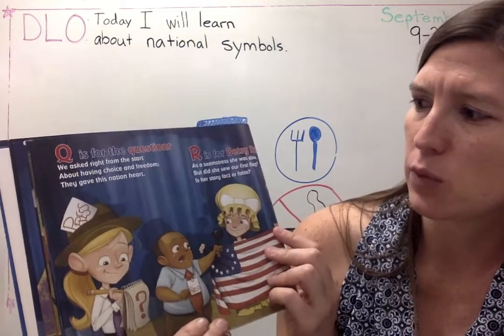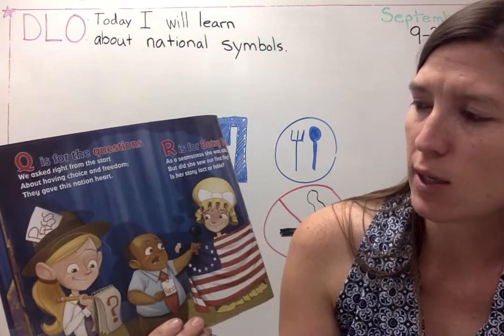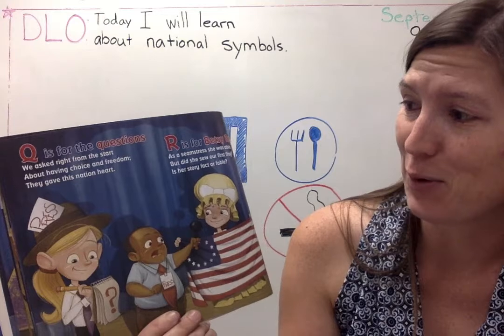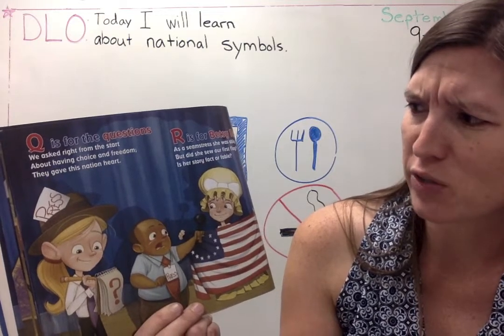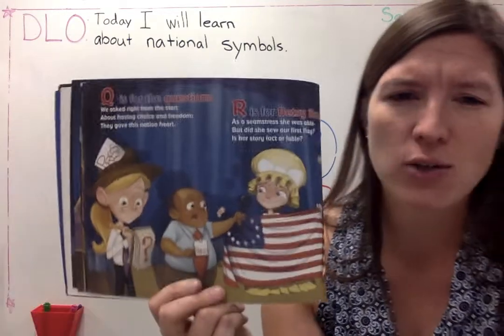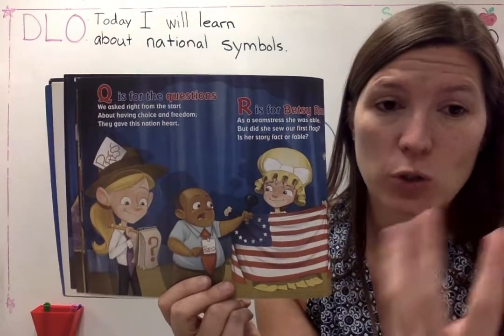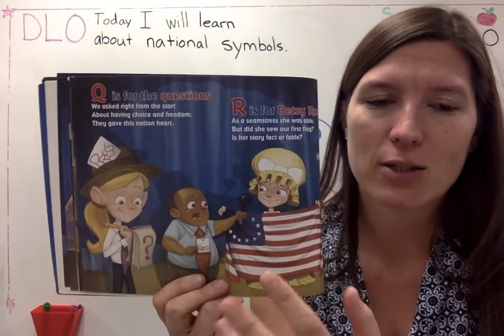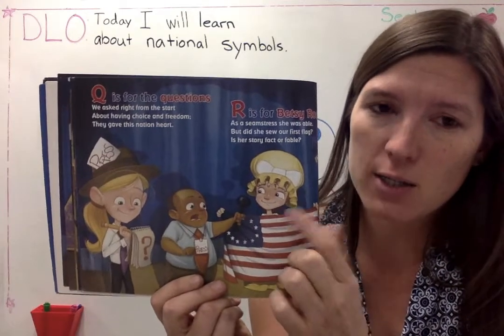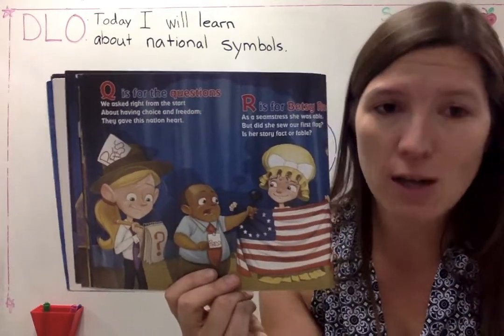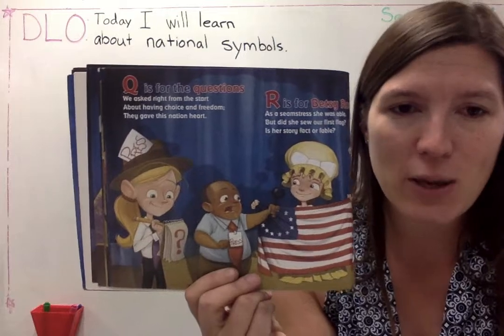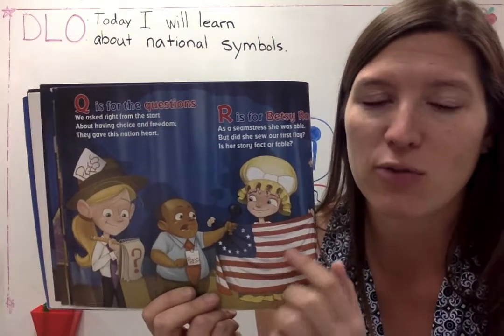R is for Betsy Ross. As a seamstress, she was able. But did she sew our first flag? Is her story fact or fable? So the first flag that was created for our country, there's a myth. Was it Betsy Ross? Did she sew the first flag or was it not? So you might hear the name Betsy Ross when you learn about the flag.